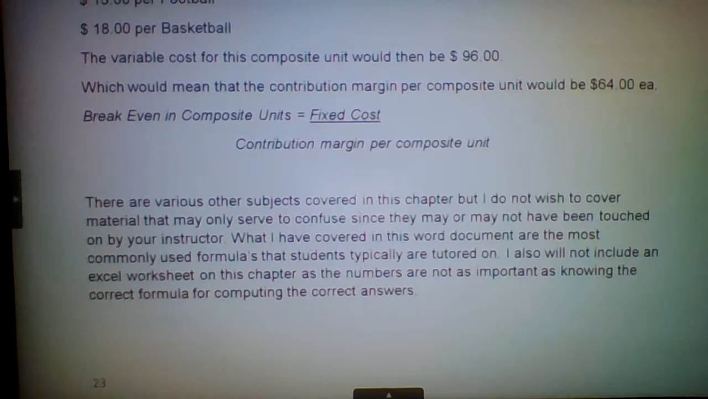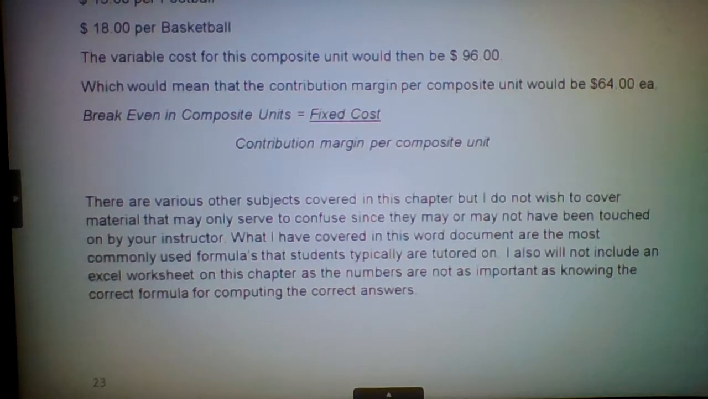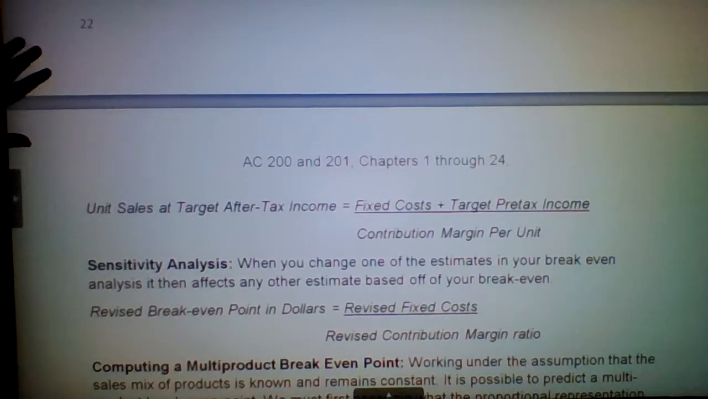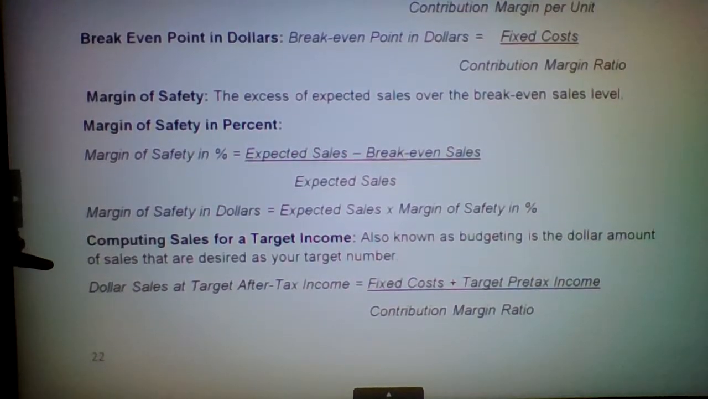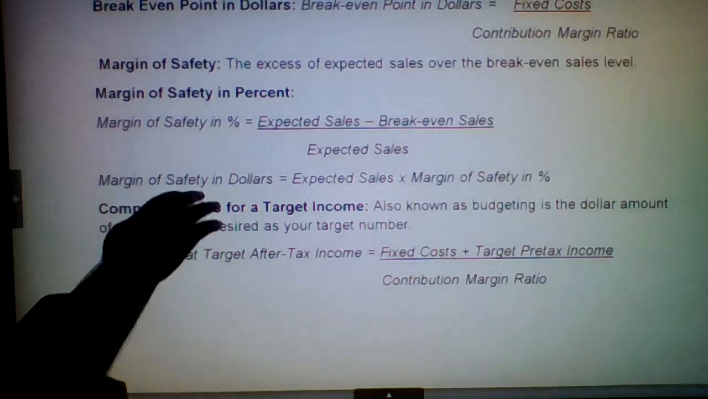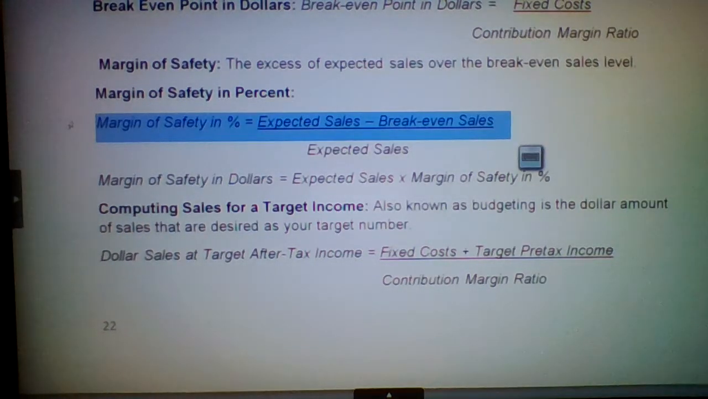All right, there are various other subjects covered in this chapter, but I do not wish to cover material that may only serve to confuse, since they may or may not have been touched on by your instructor. I don't know if your instructor covered scattergrams or high-low. I'm going off of my experience here as a tutor, what typically are the confusing aspects in Chapter 18. And that's going to include all of these ratios. What's important is knowing what goes where rather than just the number, because the number is going to change depending on the test or the homework assignment, but the formula doesn't change.